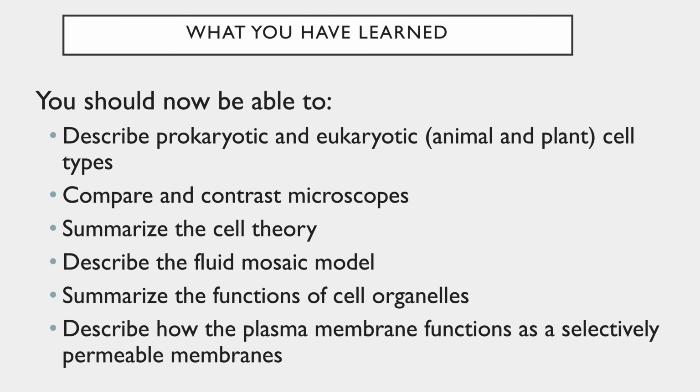Okay, so that is the conclusion of this chapter. If you've been paying attention, you should now be able to describe prokaryotic and eukaryotic animal and plant cell types, compare and contrast microscopes, summarize the cell theory, describe the fluid mosaic model, summarize the functions of cell organelles, and describe how the plasma membrane functions as a selectively permeable membrane.